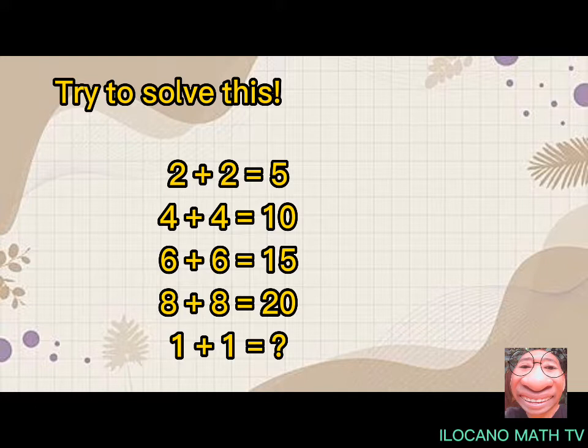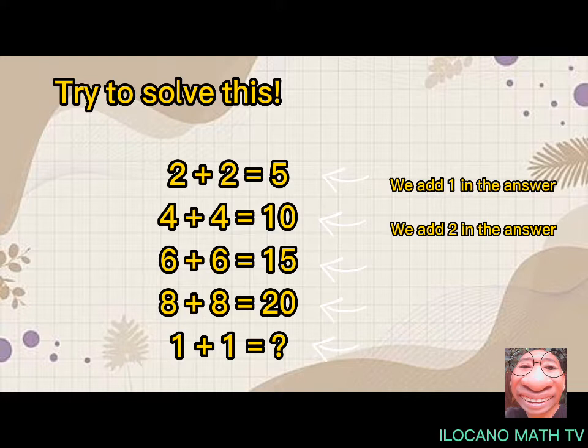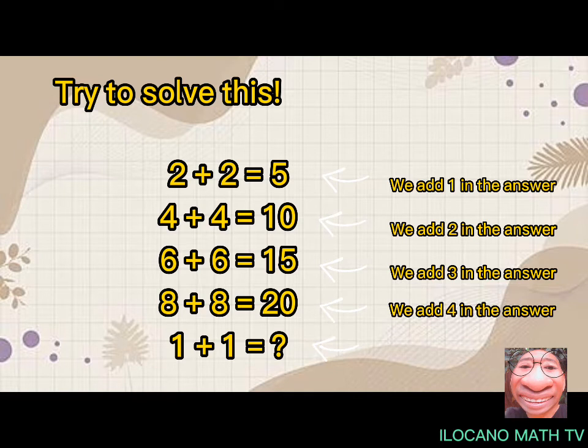So, 2 plus 2 is equal to 4, add 1, kaya siya naging 5. 4 plus 4 is equal to 8, add 2, kaya siya naging 10. 6 plus 6 is equal to 12, add 3, kaya siya naging 15. 8 plus 8 is equal to 16, add 4, kaya siya naging 20. So, therefore, 1 plus 1 is equal to 2, add tayo ng 5, kaya siya naging 7. So, ganun yung pattern niya. Sunod-sunod lang yon.